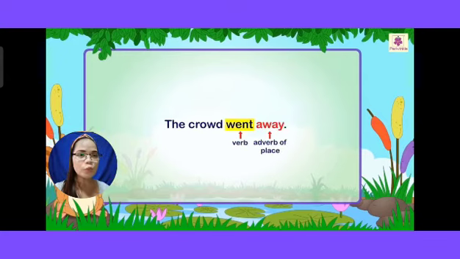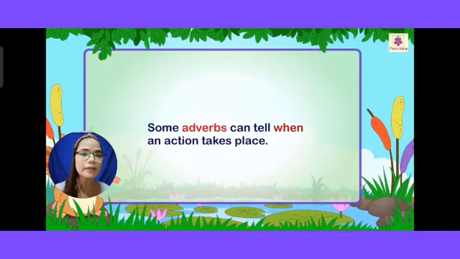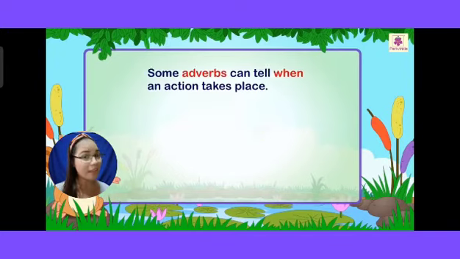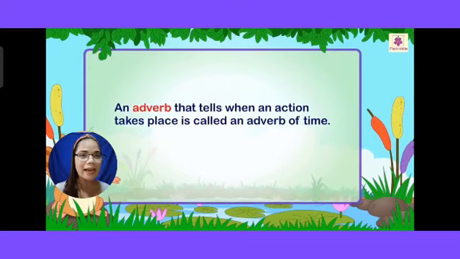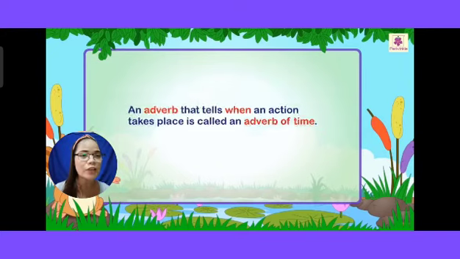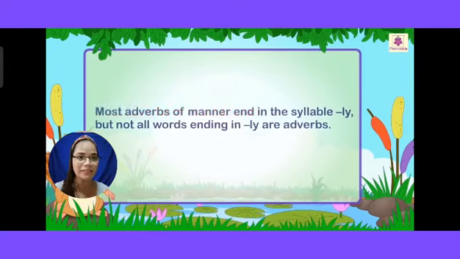The crowd went away. The verb is went and it used the away. Some adverbs can tell when an action takes place. When? Kailan? Nikki and Ricky study every day. An adverb that tells when an action takes place is called an adverb of time. It talks about time and it answers the question when. My father will join a gym soon. Soon is the adverb of time.